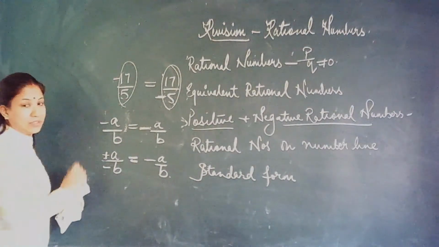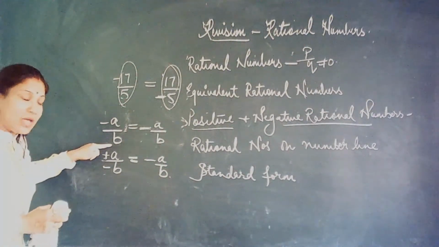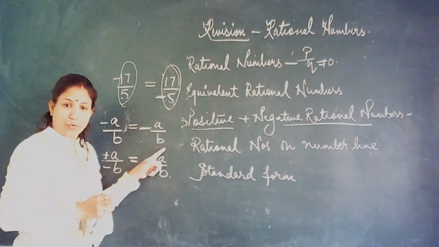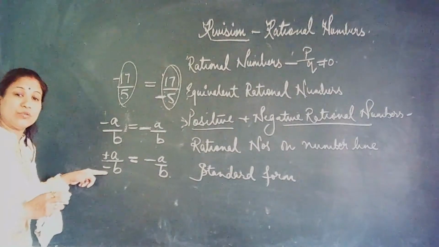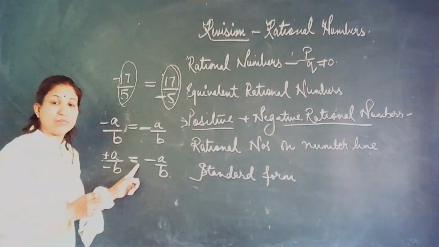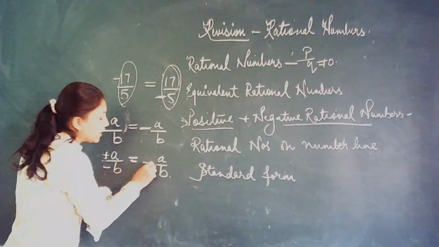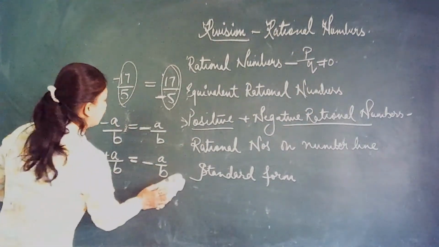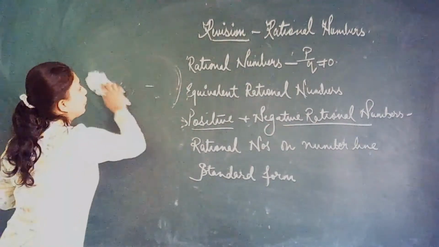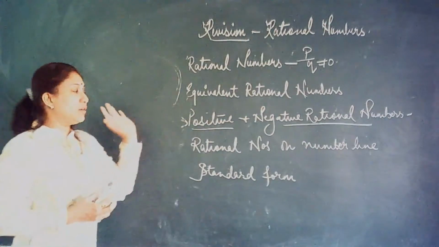We write it down like this. Have you understood? Minus a upon b can be written as minus of a upon b or plus a upon minus b. It is also a negative rational number. That means this minus is common, and the whole thing becomes a negative rational number. So this is also one thing we have discussed, regarding negative rational numbers.